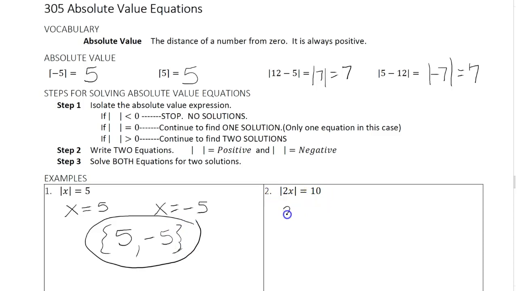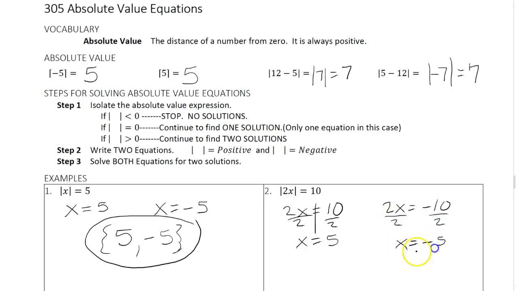In example 2, we write two equations, 2x equals 10 and 2x equals -10. We need to solve both of these equations. Divide both sides by 2 for x equals 5. Do it again in the other equation for x equals -5. Our two solutions are 5 and -5. These two solutions will both make the original equation true.